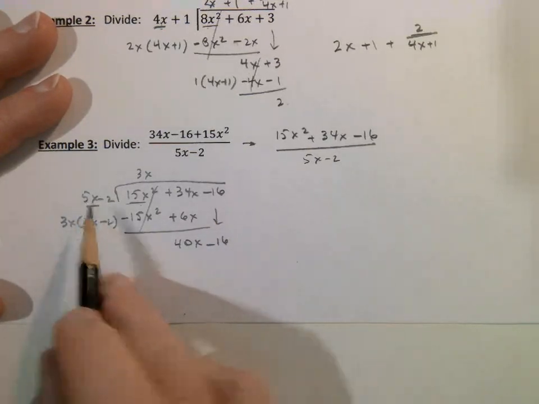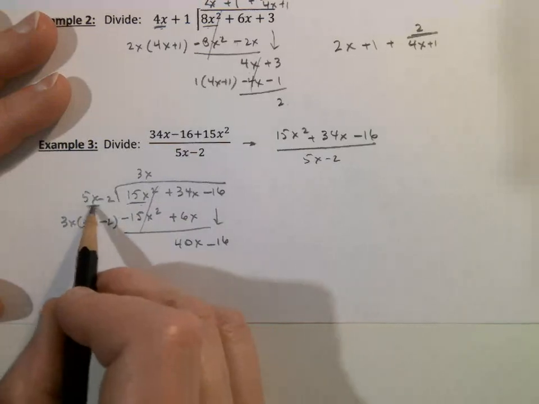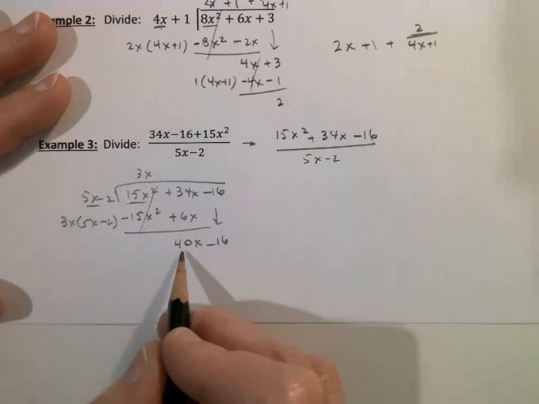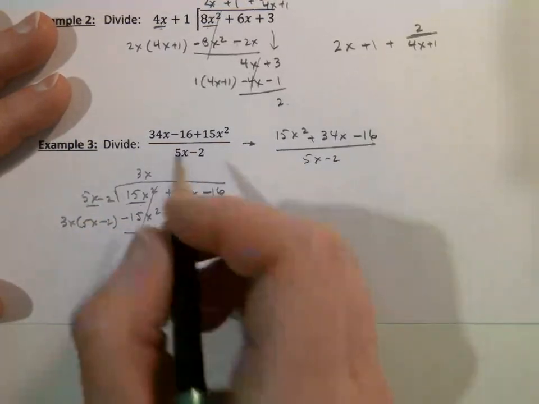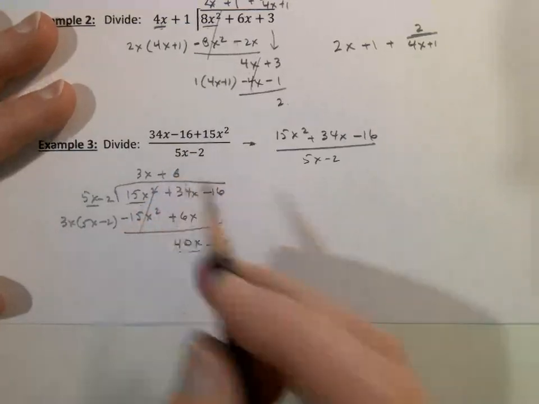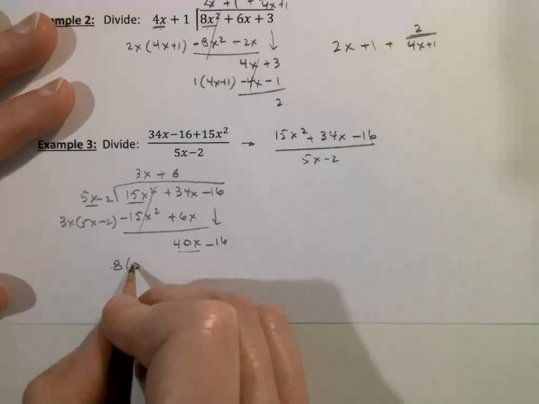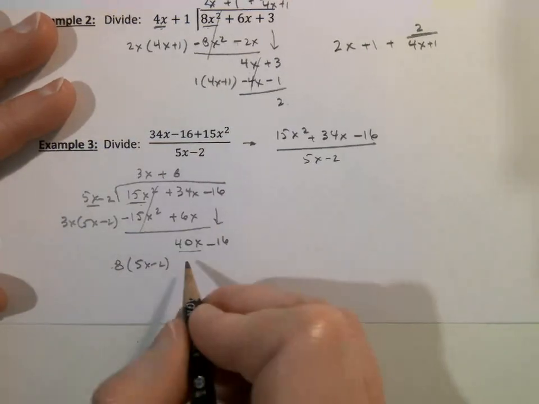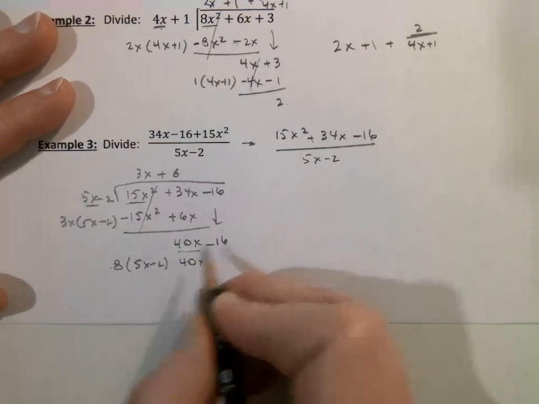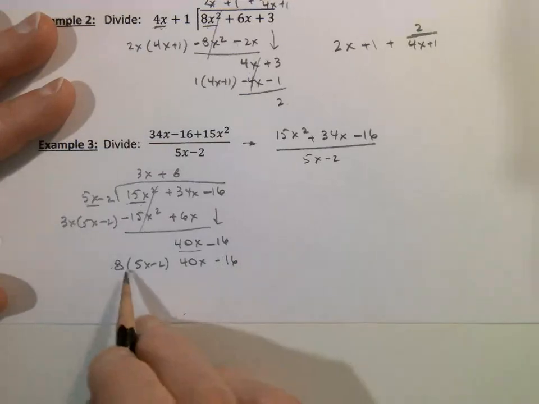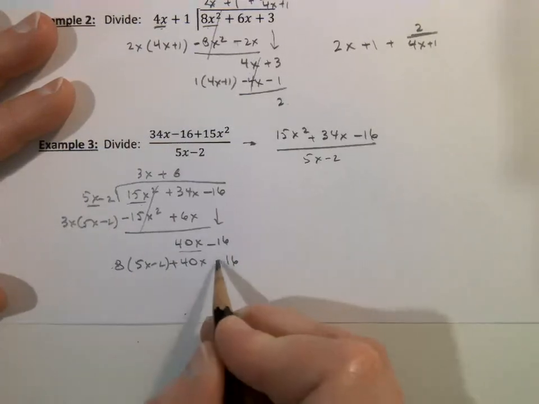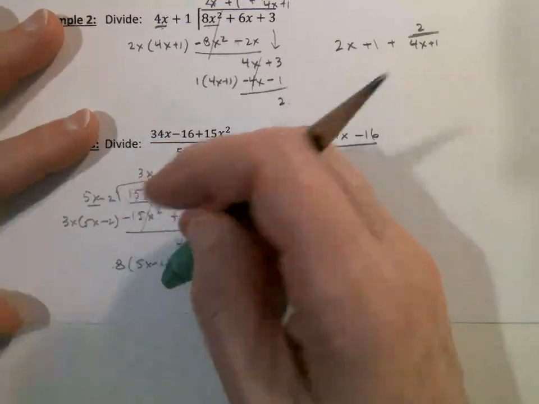Then I say, what would I multiply 5x by, and again I'm just looking at the 5x, to get 40x? Well, I would multiply by 8. So I'm going to put a plus 8 up here. Don't forget to put those there. Then I would have 8 times 5x minus 2, and that gives me 40x, and this will give me minus 16, 8 times 2. And then I change my signs. Oops, I changed it to the wrong thing.